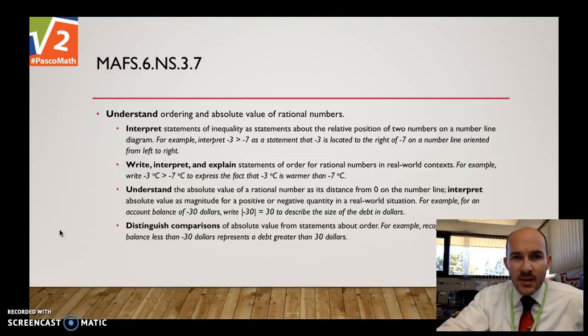We need to interpret statements of inequality as statements about the relative position of two numbers on the number line. We need to write, interpret, and explain statements of order for rational numbers in context. Understand the absolute value of a rational number as its distance from 0 on the number line, and interpret the absolute value as magnitude for a positive or negative quantity in context. And then distinguish comparisons of absolute value from statements about order. So again, there's a lot to that, and hopefully we can break it down and make it more understandable for you.